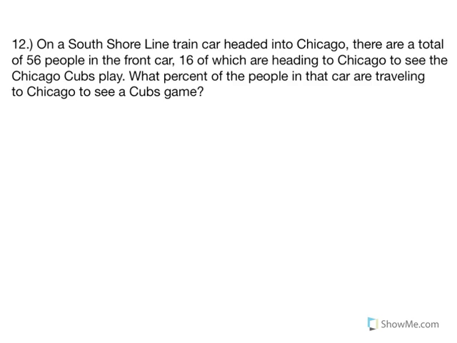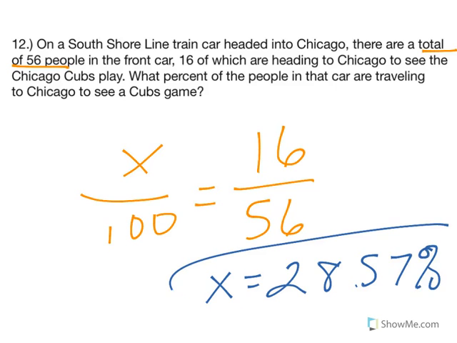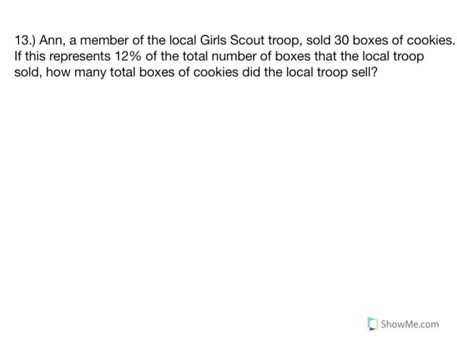Number 12. On a South Shore Line train car headed into Chicago, there are a total of 56 people. Notice, total 56 people. Total goes on the bottom. 16 of them, that's the part, goes on top, are headed to see the Cubs. What percent? I don't know. And then we cross multiply and divide. It ends up that to the nearest hundredth of a percent, 28.57% of the people in that train car are heading to the Cubs game. Right now, they'll probably win.